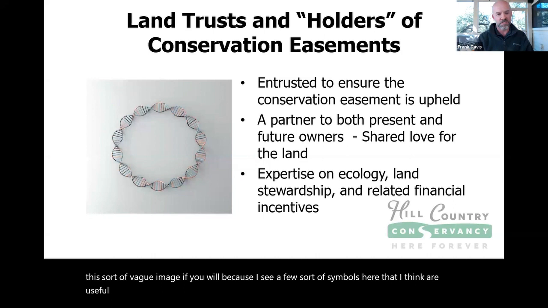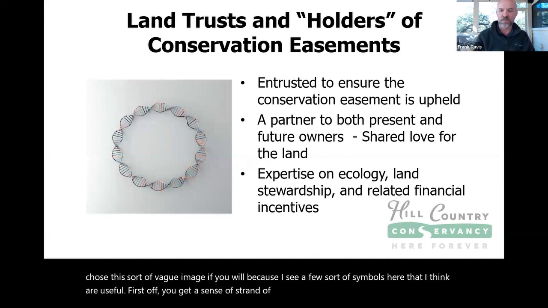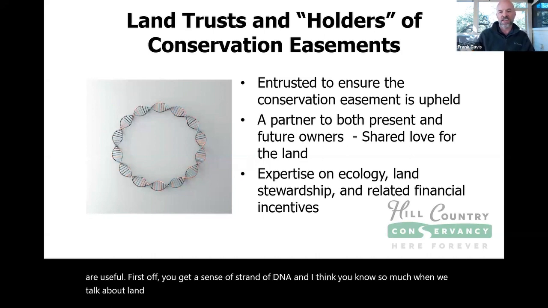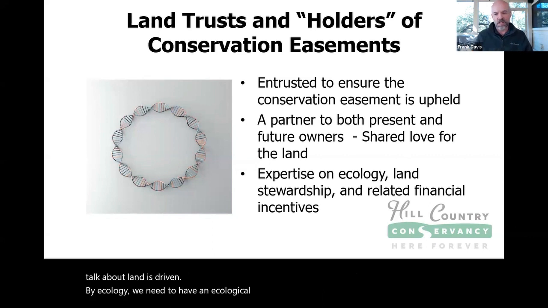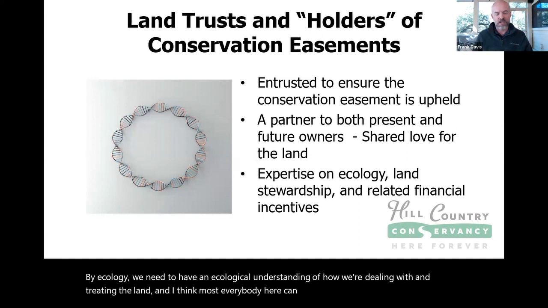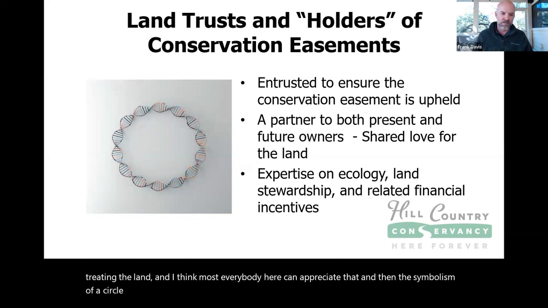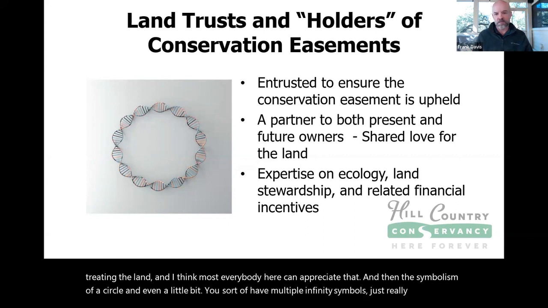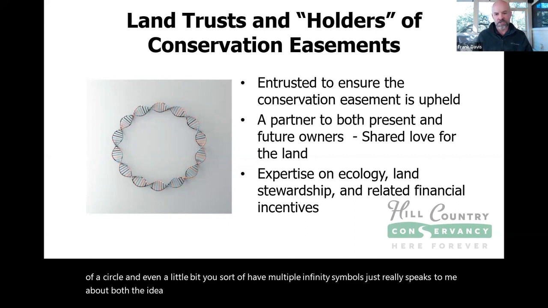First off, you get a sense of a strand of DNA, and I think so much when we talk about land is driven by ecology. We need to have an ecological understanding of how we're dealing with and treating the land, and I think most everybody here can appreciate that. And then the symbolism of a circle, and you even have multiple infinity symbols, which really speaks to me about both the idea of forever, which is a very bold idea that land trusts and conservation easements take on, and just trust as well.